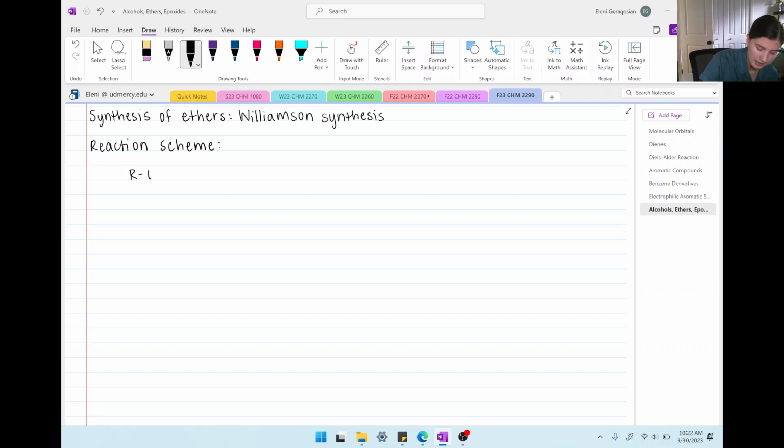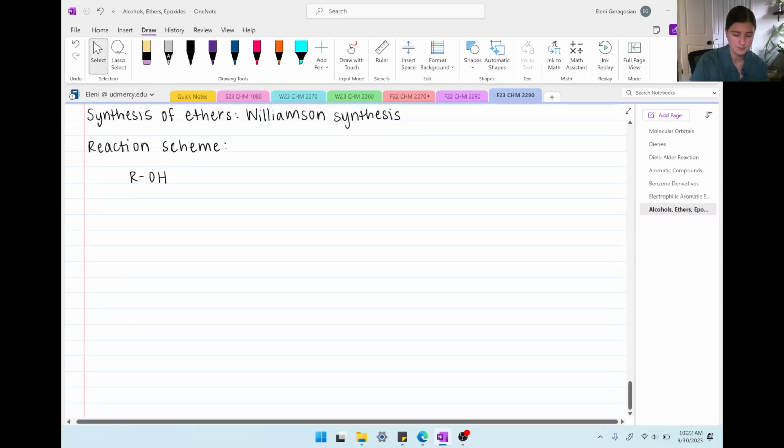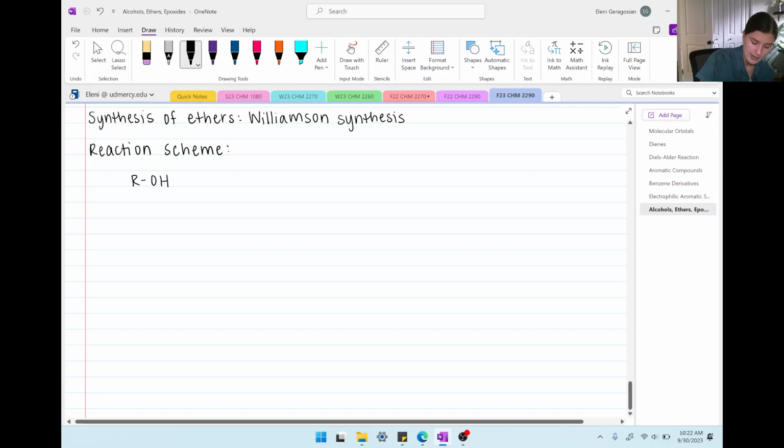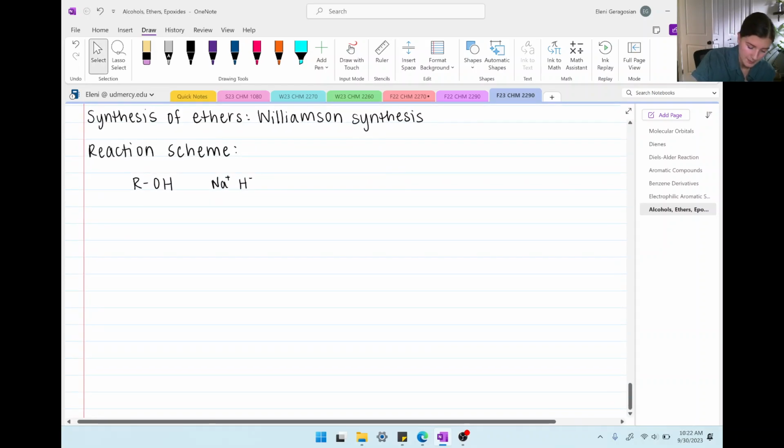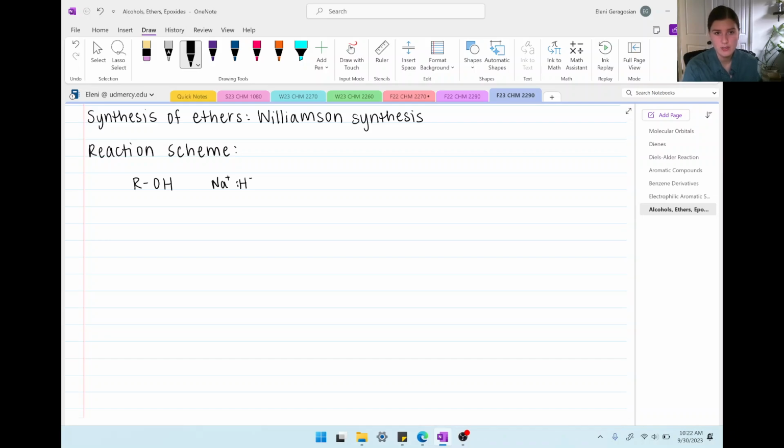We start with an alcohol, so just an R group carbon chain on an alcohol. We need to add a strong base, and often that strong base is sodium hydride. So hydrogen with a negative charge, that hydrogen has two non-bonding electrons. It has a negative charge, so it's ionically bonded with sodium, so sodium hydride. Remember, bases have electrons they are willing to give away to create a new bond. So that hydride, negatively charged hydrogen, that's a strong base.